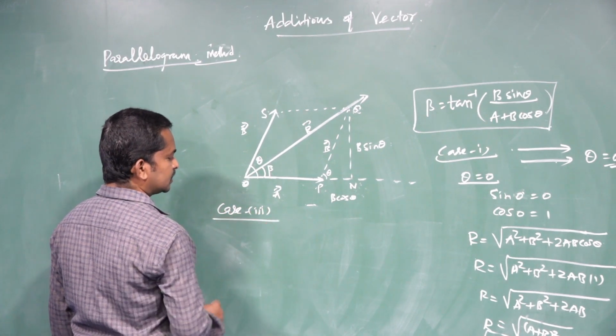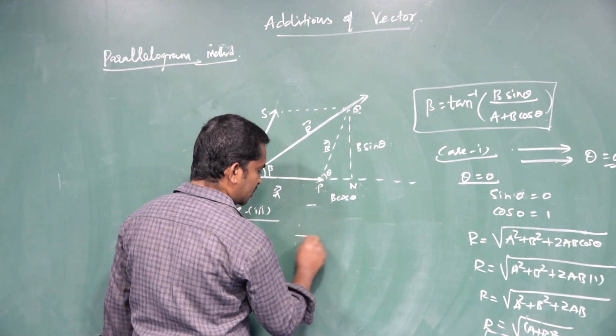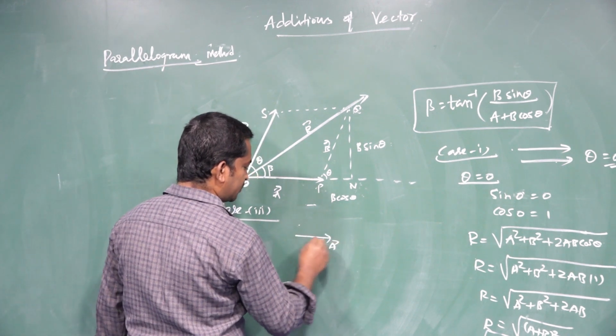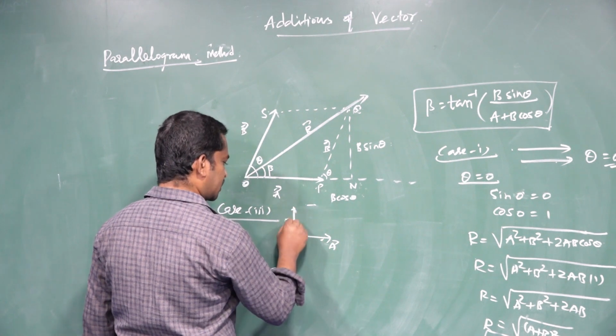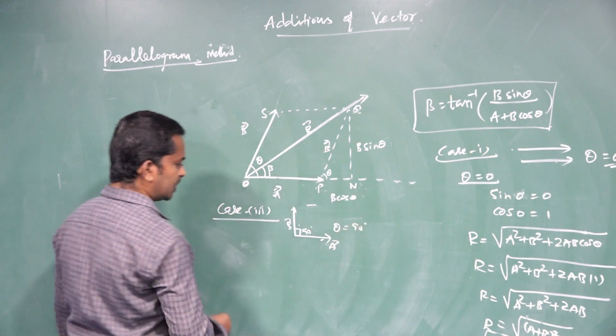What is case 3? The two vectors are perpendicular to each other. This is vector A, this is vector B. So theta is 90 degrees. If theta is equal to 90 degrees, what happens?